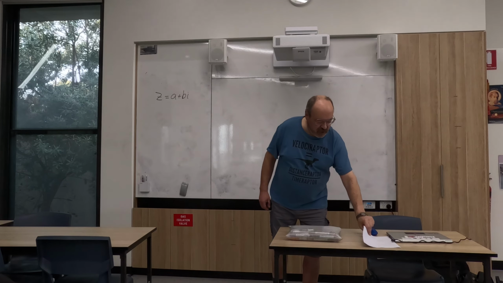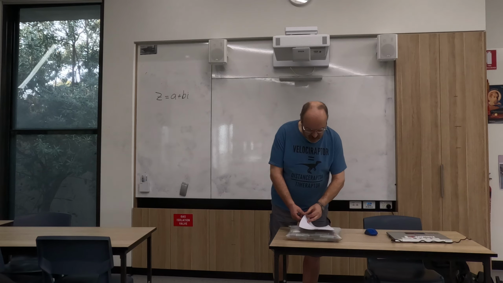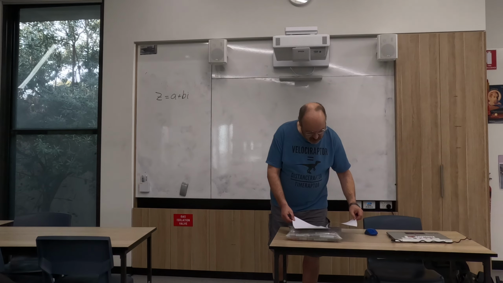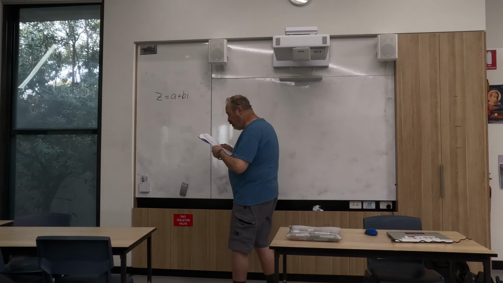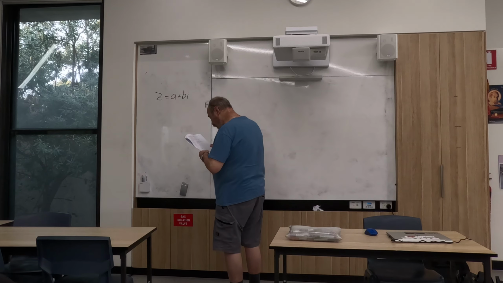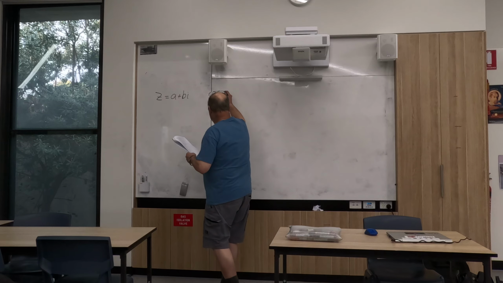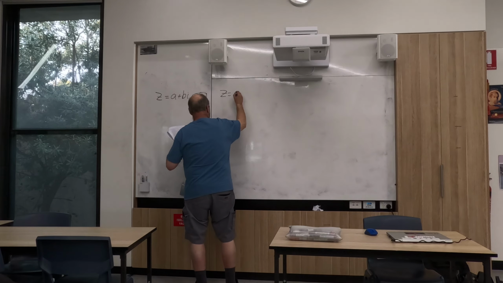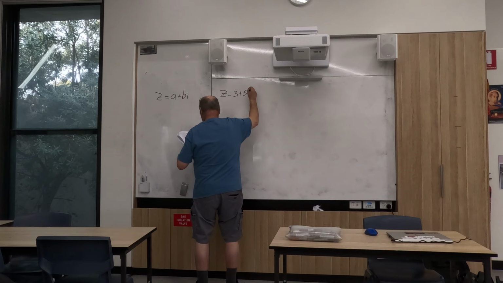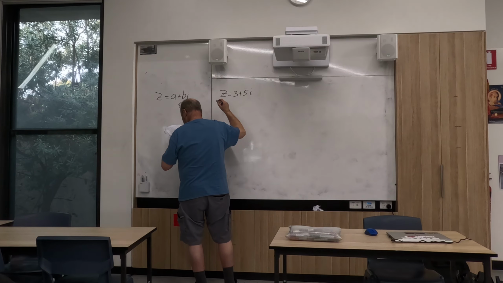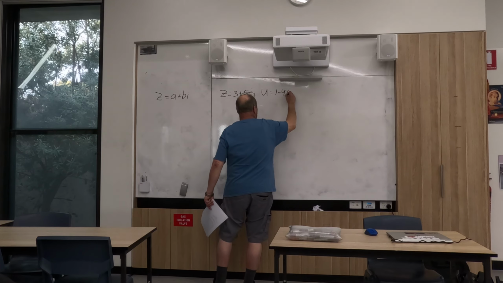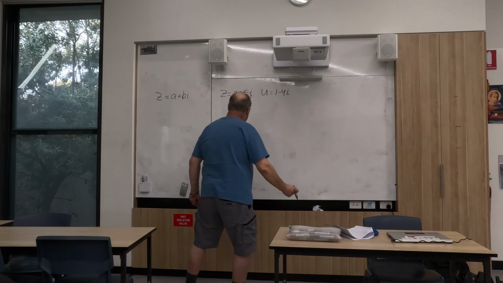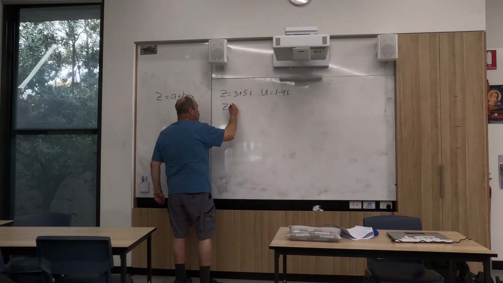Let's consider it on an example, because multiplication is very straightforward. You just pretty much expand brackets. For example, multiply: we have complex number z equals 3 plus 5i, and complex number u equals 1 minus 4i, and we need to find the product zu.